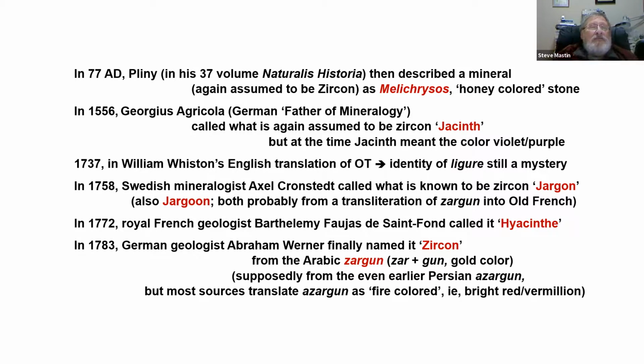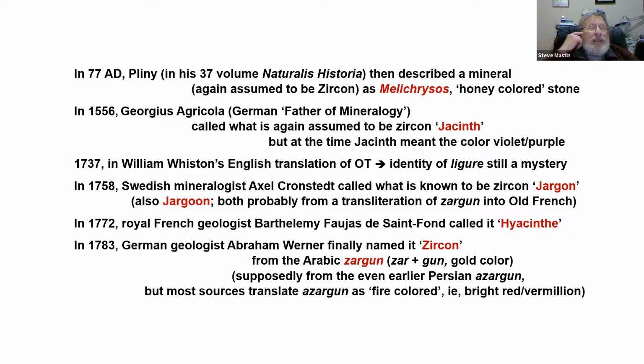And then 500 years later, the father of mineralogy decides to call it jacinth. Remember the name of the mine? The jacinth mine. But at the time, jacinth meant the color violet or purple. And so again, that's unlikely to be our zircon. And then by 1737, in the English translation of the Old Testament, Whiston decided he still didn't know what Liguri was in spite of all these attempts, and he just called it Liguri. He never gave it a name.